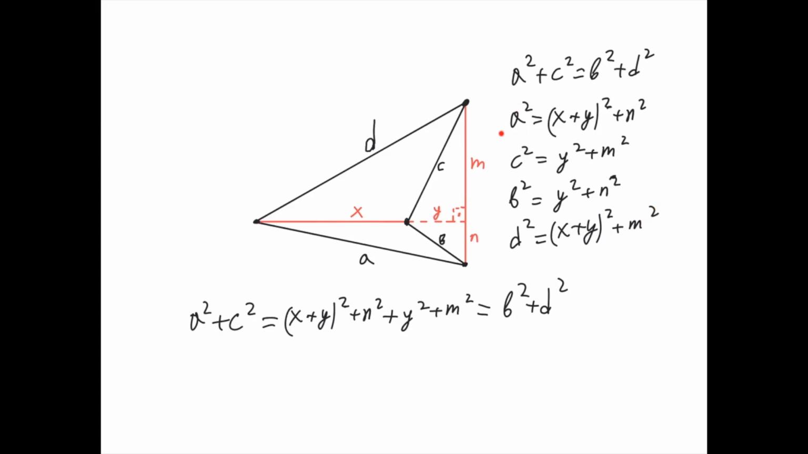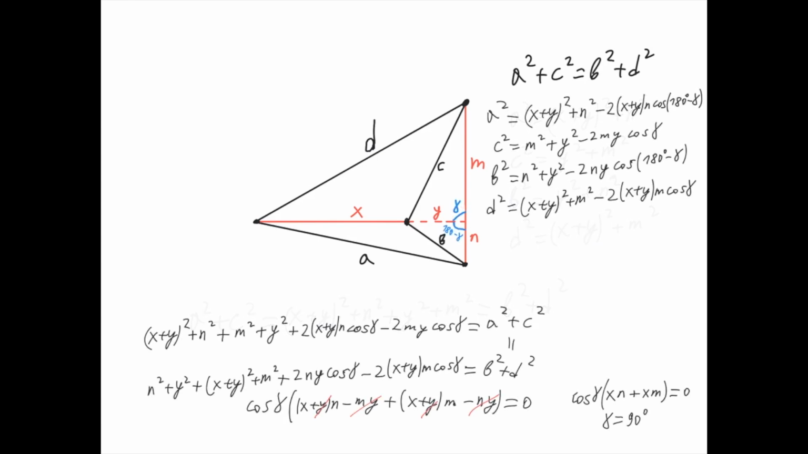Now, summing up these two equalities and summing up these two equalities, we get that a squared plus c squared equals the sum of these four terms, which is (x plus y) squared plus n squared plus y squared plus m squared. But this is exactly the sum of these four terms, so this equals b squared plus d squared. And therefore, a squared plus c squared equals b squared plus d squared if we know that this angle is 90 degrees.